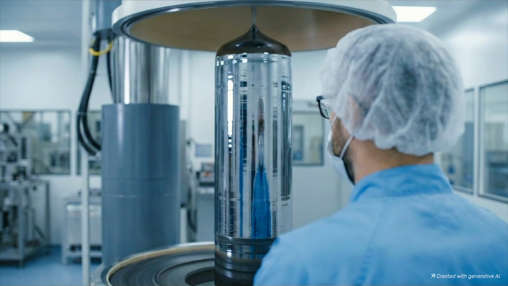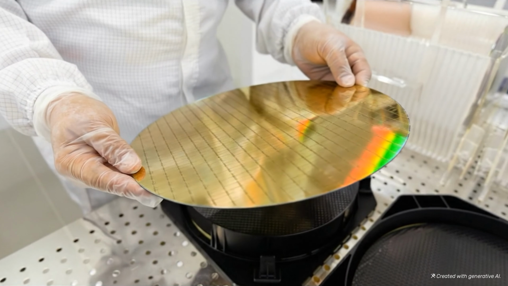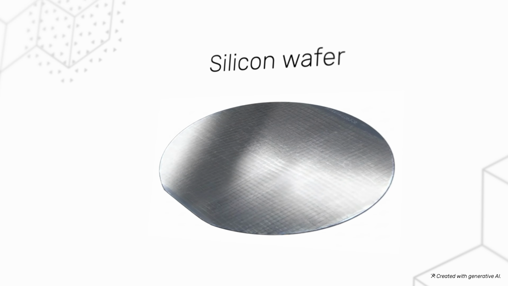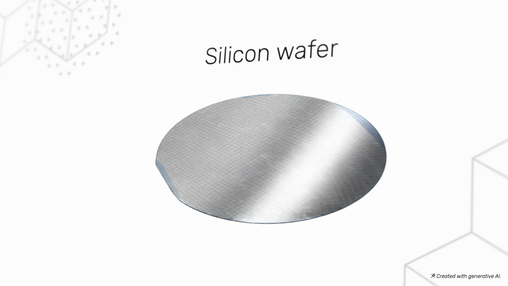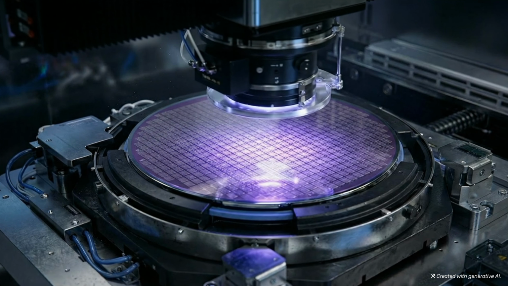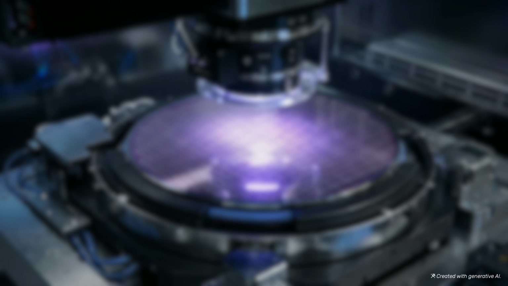It all starts with sand, which contains silica. Silica is refined into ultra-pure silicon, melted into large crystal ingots, and sliced into thin wafers. Each wafer is polished to an almost mirror finish, completely smooth and defect-free. Later, microscopic circuit patterns are etched onto these wafers, layer by layer, to create chips.